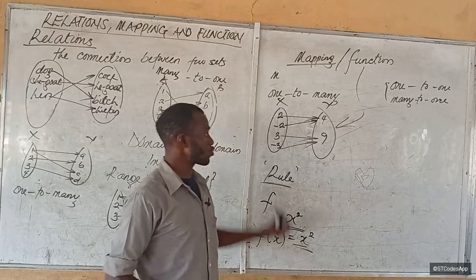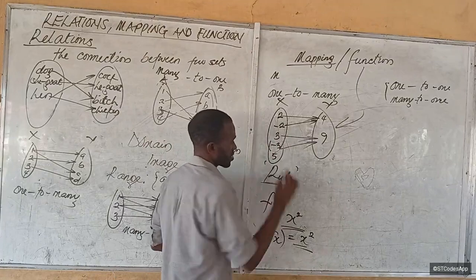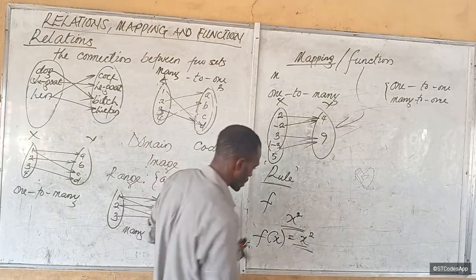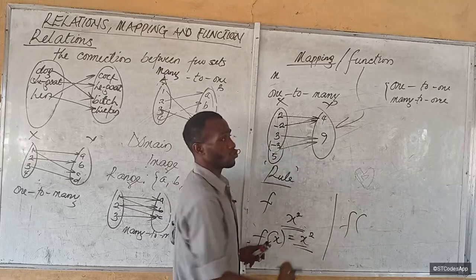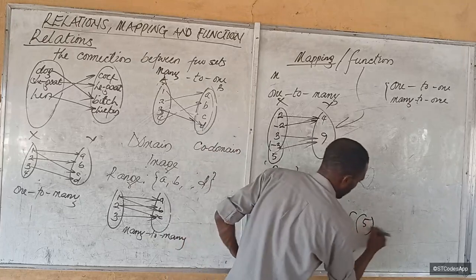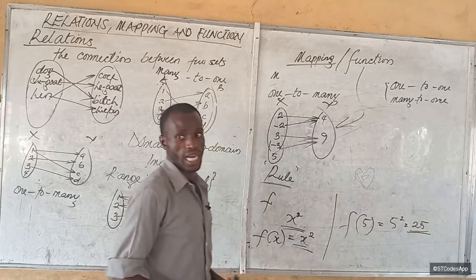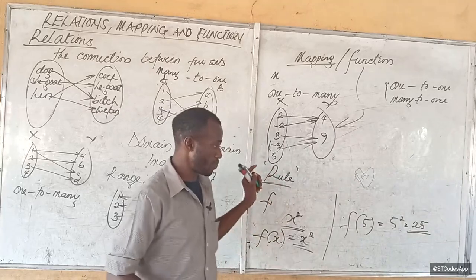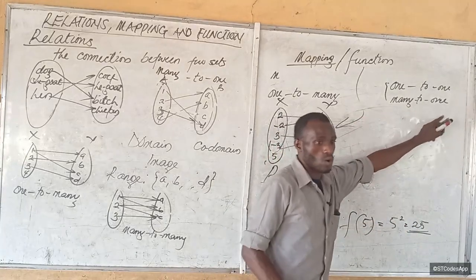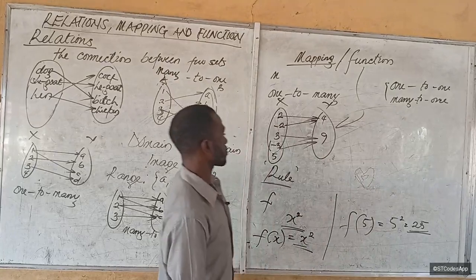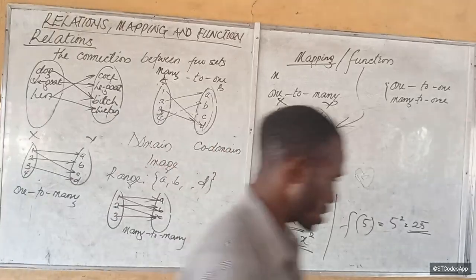If I input a new value here, say 5 for example, and I want to generate a new value for it, what would I do? I'll just plug this value 5 into my rule. When I plug it in, I get 5 squared, which is 25. And whether it's positive or negative 5 I plug in, I'll get 25, which is many-to-one. Is that okay? All right. So those are the types of relationships. Now let's go on to functions.